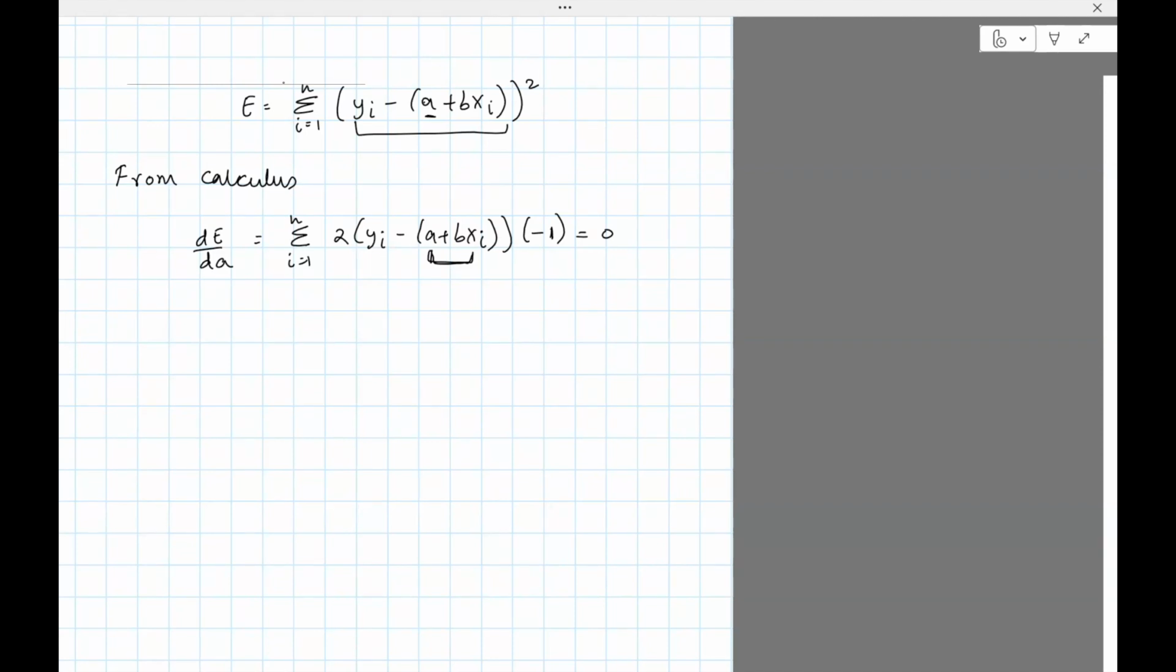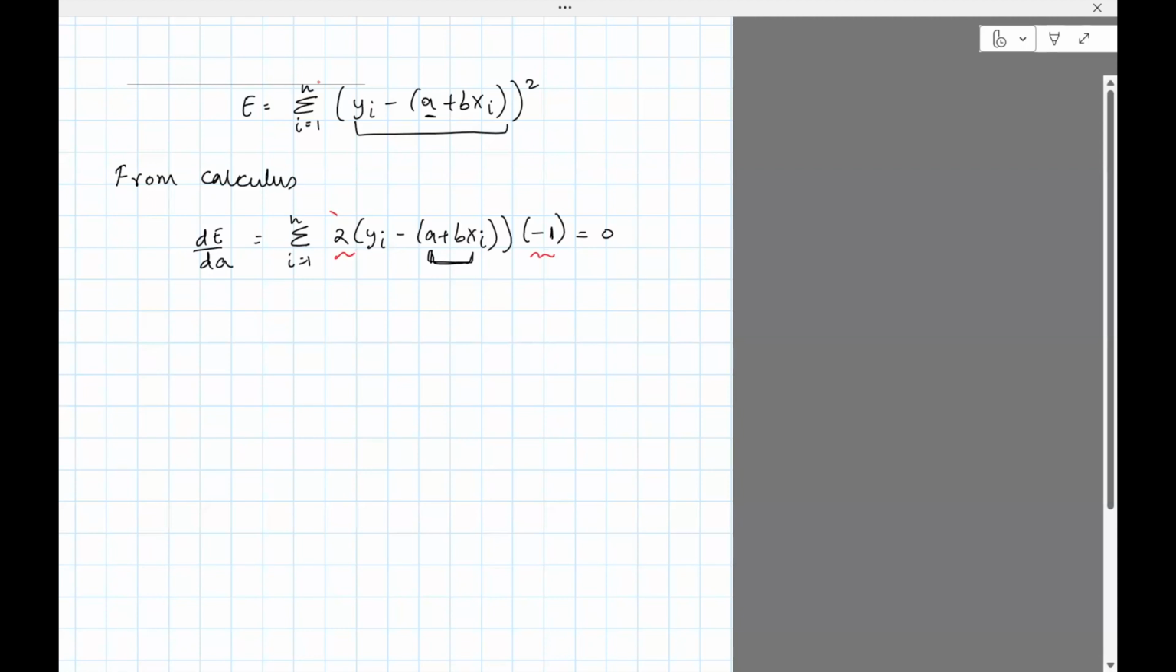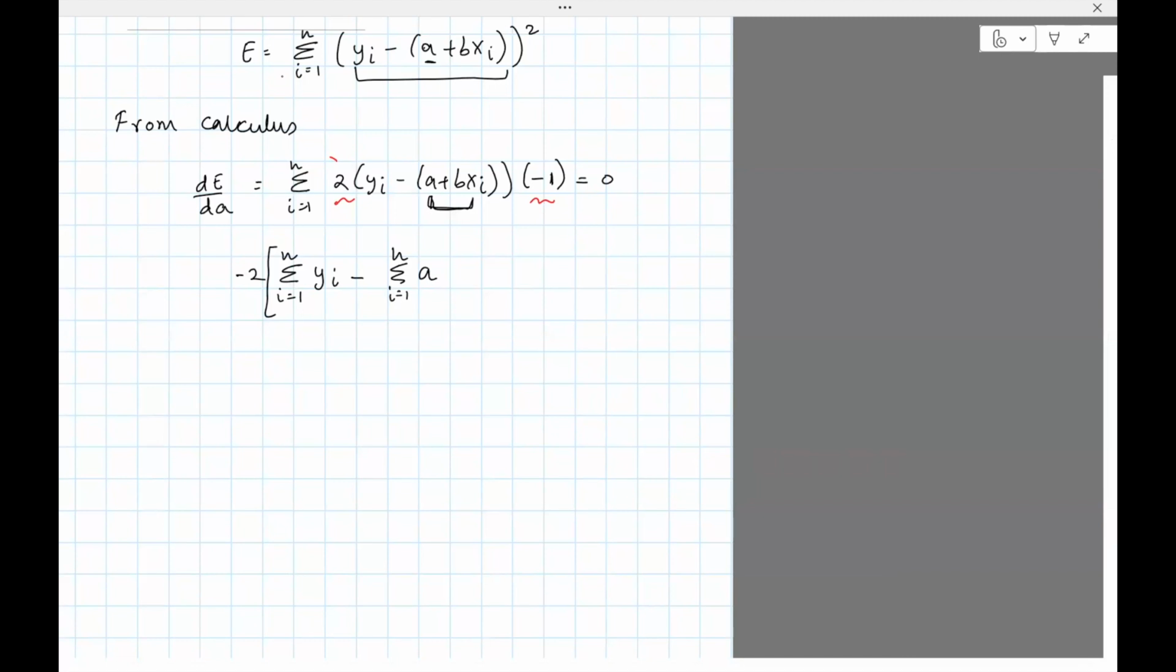Okay, now let's see what we get from this process. I can factor out 2, and I can factor out a minus 1. So let's factor those out and expand this term. We have minus 2, summation i equals 1 to n of yi, minus summation i equals 1 to n of a, minus b summation i equals 1 to n of xi. I'm just distributing the summation across both.